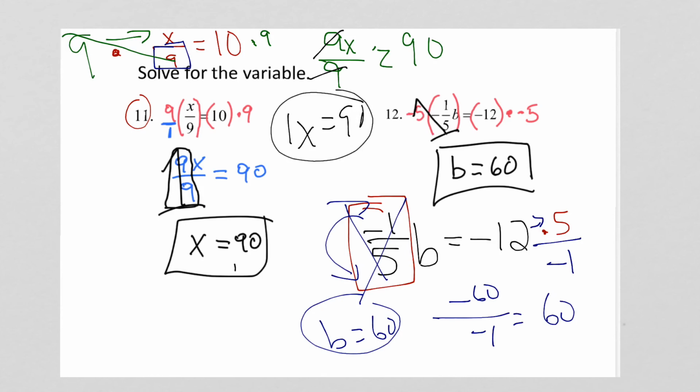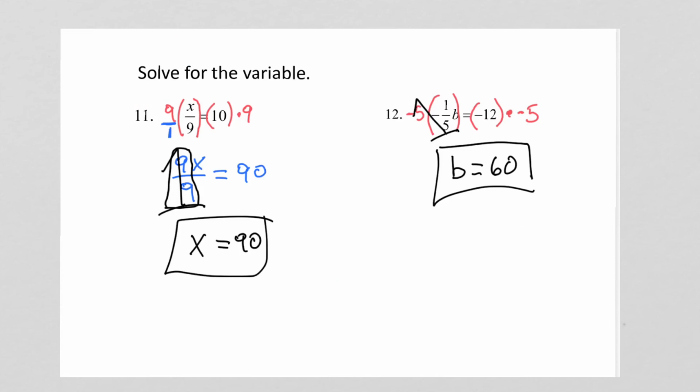So let me erase it all. All right? And let's go back to this one. Here I said the opposite of dividing by 9 is multiplying by 9, which is what we did. But let's go with that whole flipping concept. If I have x over 9 equals 10, technically this is a 1x, so I technically have 1 over 9 x equals 10.